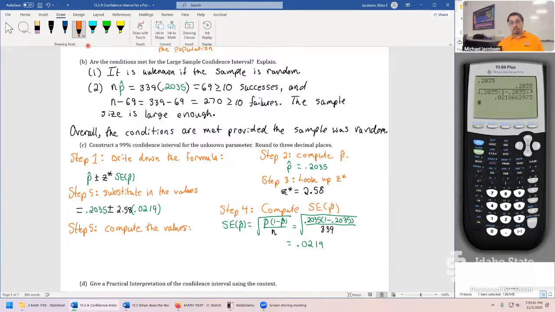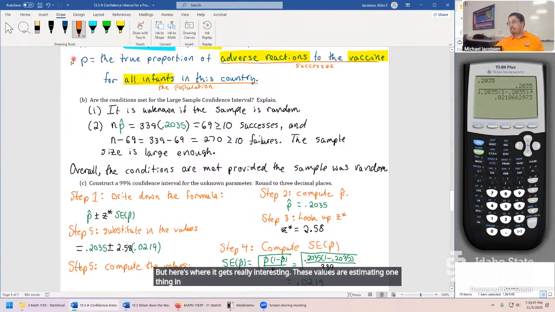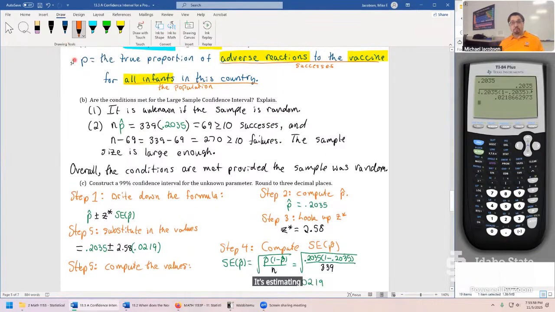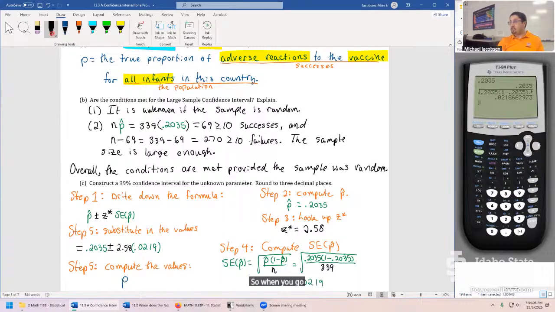But here's where it gets really interesting. These values are estimating one thing in particular. It's estimating p, the unknown parameter, the true proportion of adverse reactions to that vaccine. So when you go to compute the values, there's several ways you can write this in.